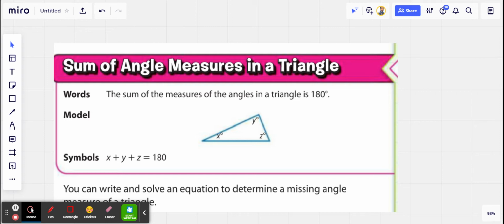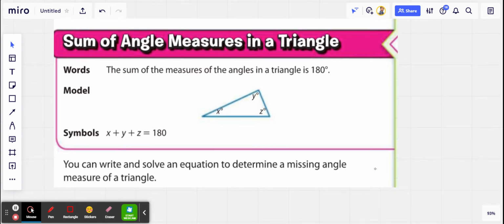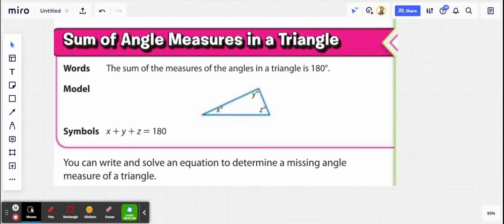Okay, so today we're going to be talking about the sum of angle measures in a triangle. Here it says the sum of the measures of the angles in a triangle is 180 degrees. So what does that mean? Well, if we add angle x plus angle y plus angle z, they're going to equal 180 degrees. It says you can write and solve an equation to determine a missing angle measure of a triangle.